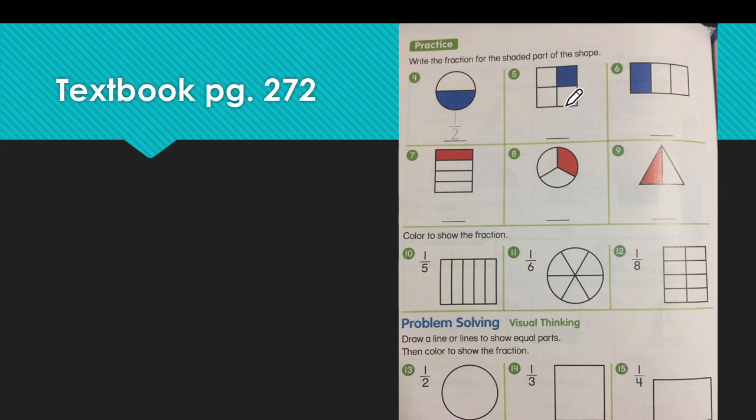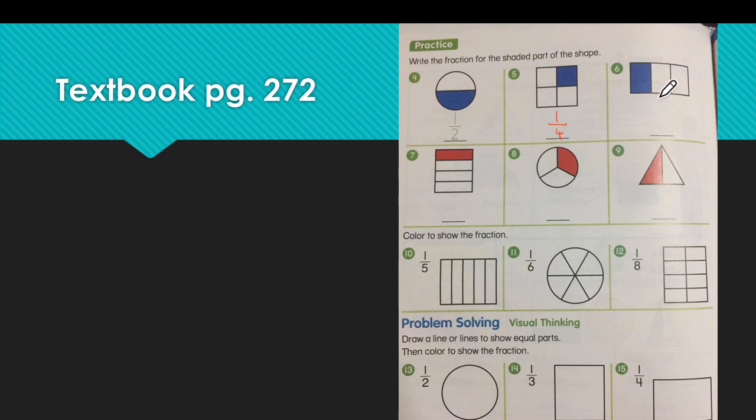Let's count how many equal parts make this square. 1, 2, 3, 4. I will draw the line first. Where will I write number 4? Up or down? I will write number 4 down, of course, because the number of equal parts is written down. How many parts are shaded? 1 only. We will write number 1 on the top. This fraction is called 1/4.